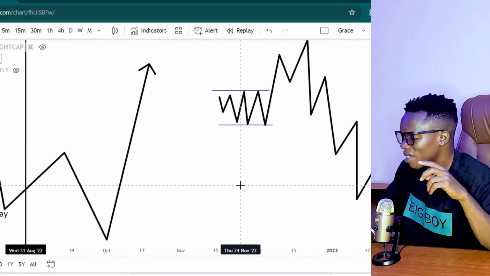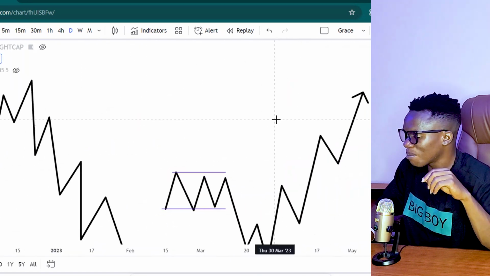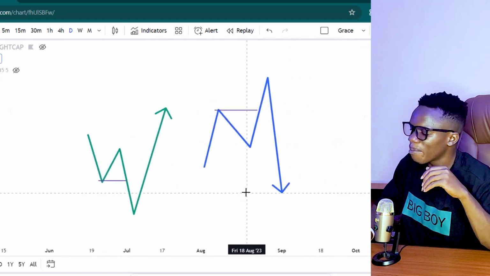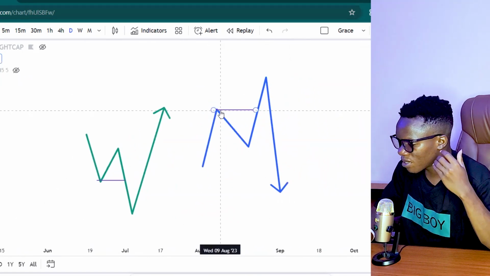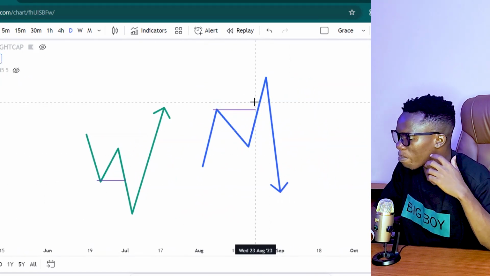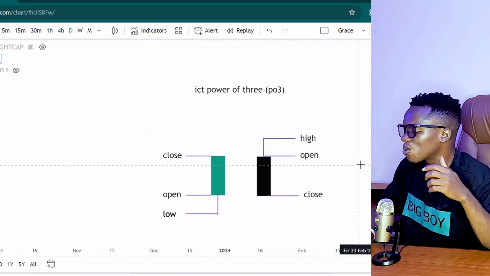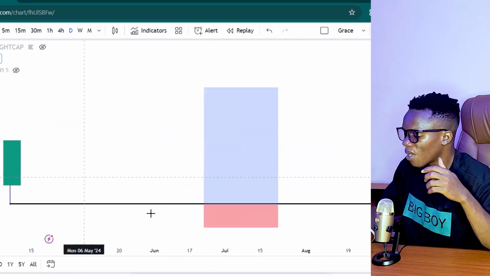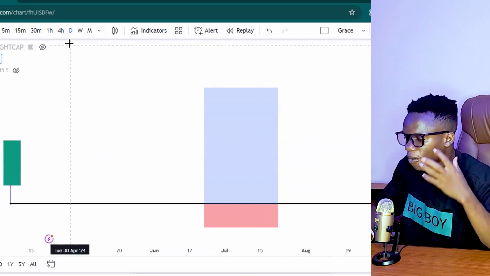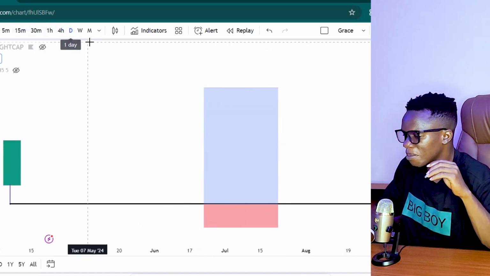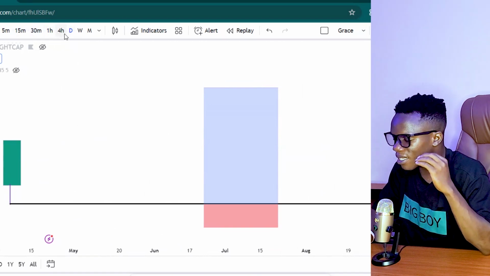I created a video about ICT turtle soup in the past, and I was showing you how powerful that strategy is, because whenever price takes out any point of liquidity, there's going to be great momentum for price to reverse to the opposite direction. Now, let's come back to how to use this on lower time frames for our entries, for example on 4 hour, 1 hour, 30 minutes, and 15 minutes. I'm going to start with the 4 hour time frame.